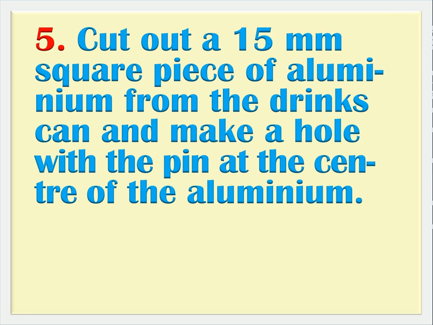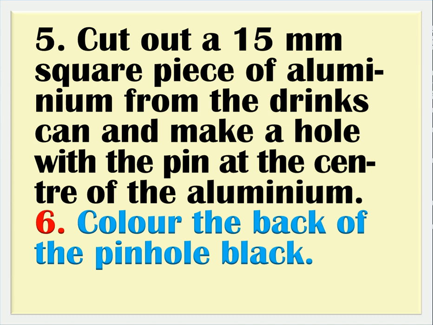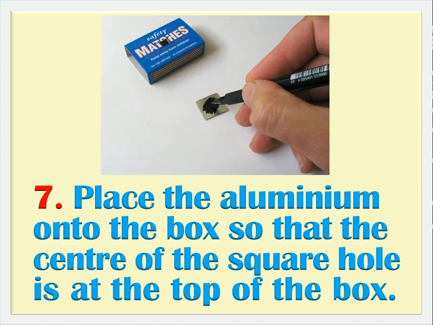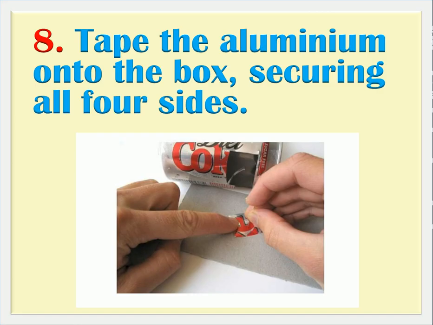5. Cut out a 15mm square piece of aluminium from the drinks can, and make a hole with the pin at the center of the aluminium. 6. Color the back of the pinhole black. 7. Place the aluminium onto the box so that the center of the square hole is at the top of the box. 8. Tape the aluminium onto the box, securing all 4 sides.